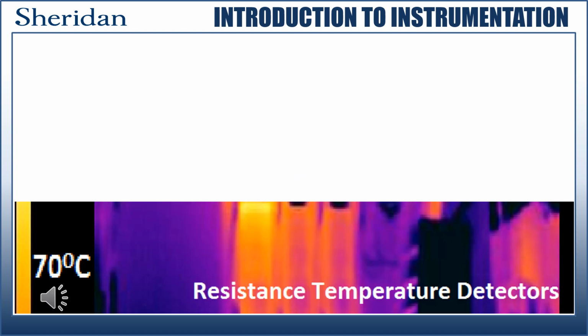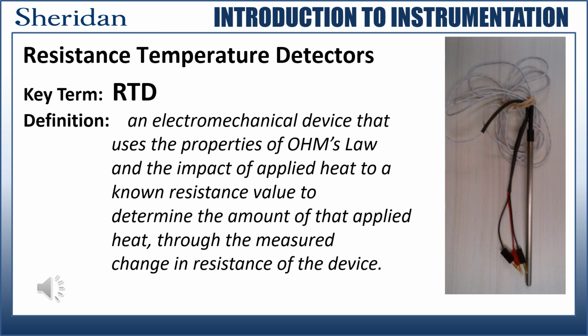We are now going to apply this knowledge. We're going to take a look at a method that uses the change in resistance due to temperature to our advantage. We're going to use the resistance to determine the temperature. The device used for this is a resistance temperature detector, or RTD. An RTD is an electromechanical device that uses the properties of Ohm's law and the impact of applied heat to a known resistance value to determine the amount of that applied heat through the measurement of the change in resistance in the device.